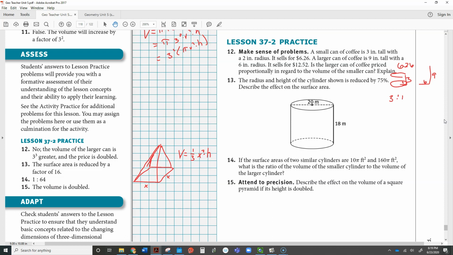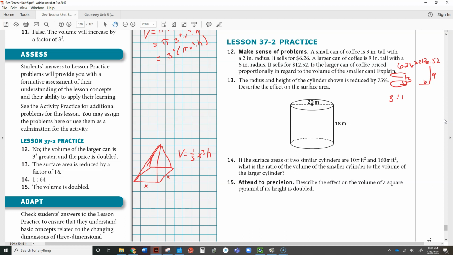Okay, so now it says, is the larger can of coffee priced proportionally? So if it's priced proportionally, then it should have the same ratio. And so 626 compared to 1252, that is not times 3. That looks like it's times 2. So it is not proportional. No, the volume of the larger can is 3 cubed greater, but the price is doubled.